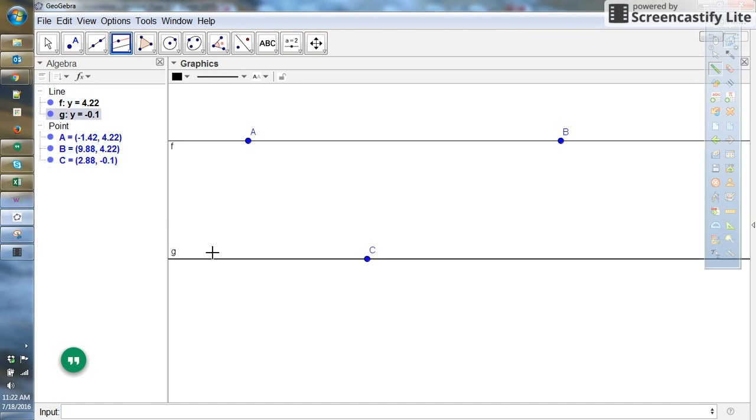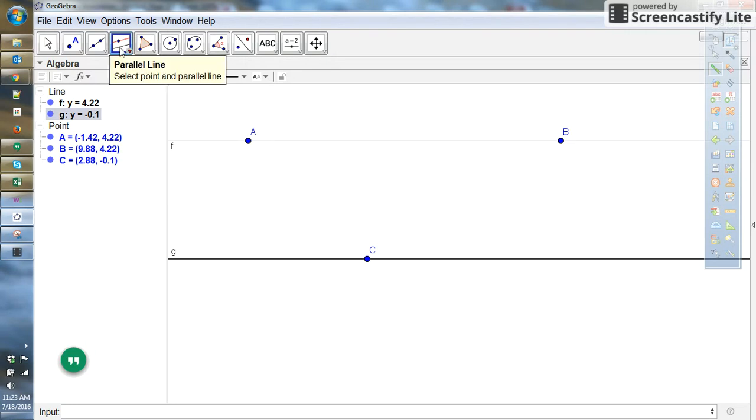Okay. So far I have 2 lines. This one's line F, I have the label right there, and I have line G. Now, over on the left here, this is called my algebra pane, and it gives me some information of what I have up here already. These are the equations for my 2 lines, and these are the coordinates for those 3 points I've already graphed.